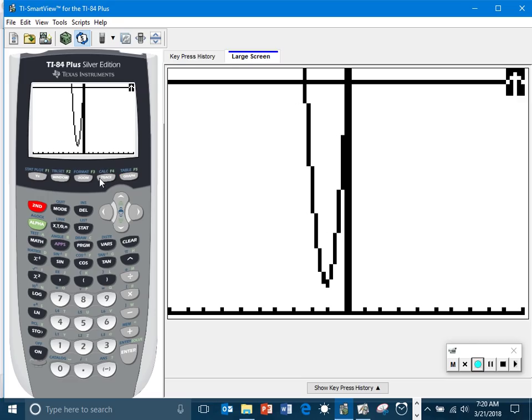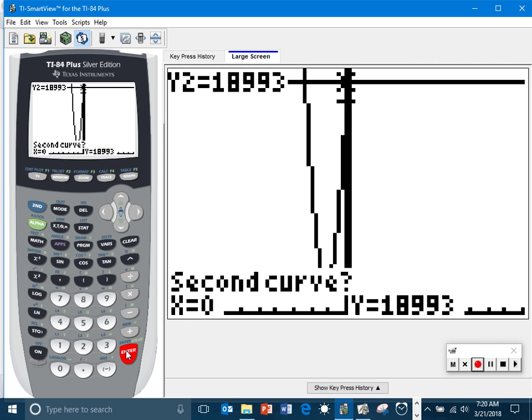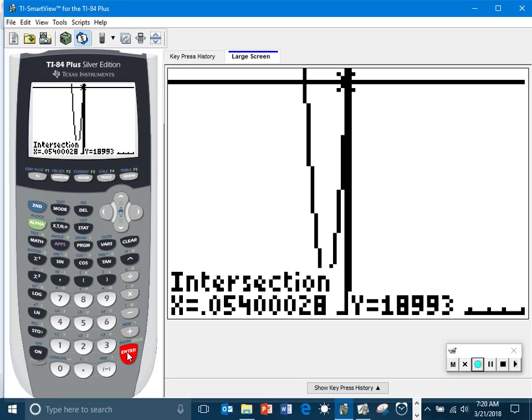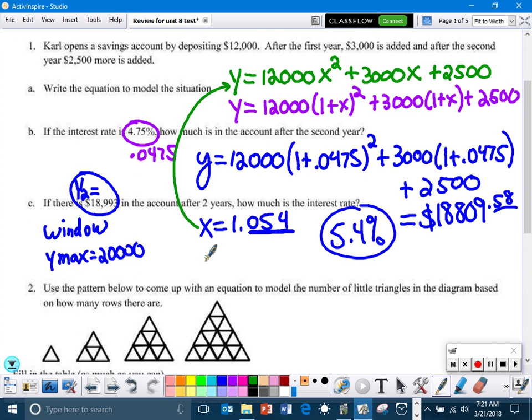Okay, now you can see that it looks a little bit different. But we do the same thing, second trace, and we pick number 5, intersect, and we hit enter 3 times. 1, 2, 3. And you'll notice down here in the left-hand corner, it's the same except the 1 is no longer there. Because I put the 1 in the original problem, the 1 is not part of the answer. So you can see that it says x equals 0.054, and again, that's coming from that right there. And that is the same thing. So either way, you will get the right answer. You just have to know what you're looking for.